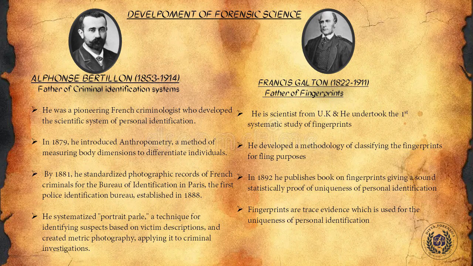Alphonse Bertillon is known as the father of criminal identification. He created a system called anthropometry, which used body measurements to identify criminals. He also standardized criminal photographs and created the first police identification bureau. And Francis Galton is called the father of fingerprints. He conducted the first scientific study of fingerprints and proved that fingerprints are unique to every person. His work helped introduce fingerprint classification.